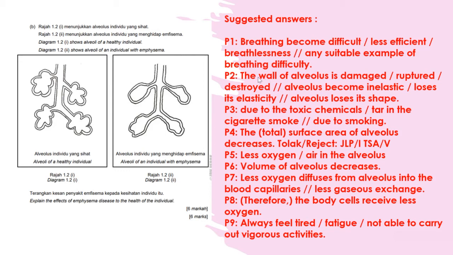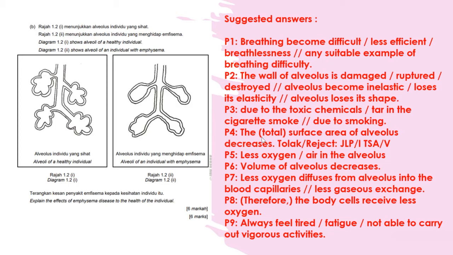Point number 2, the wall of the alveolus is damaged. You can write that, or you can write rupture or destroy, or alveolus becomes inelastic or loses its elasticity, or alveolus loses its shape. Don't write all, just choose one. Then you continue the sentence, and you can write what caused the wall of the alveolus to be damaged. Maybe due to the toxic chemicals or tars in the cigarette smoke, or you can write due to smoking.